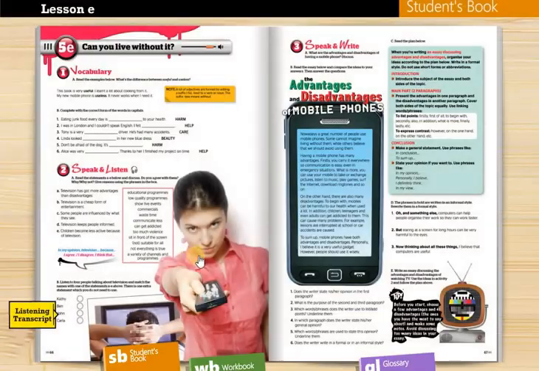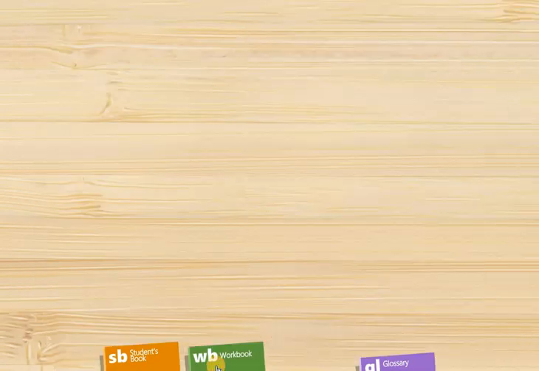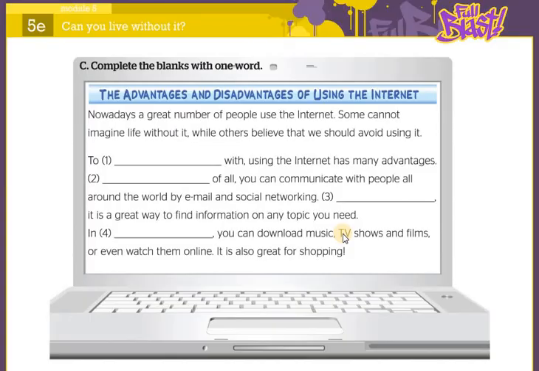We still have one activity. We have to complete the blanks with one word. You are going to read this kind of essay. Guess the word that is missing in these places, then put it there.